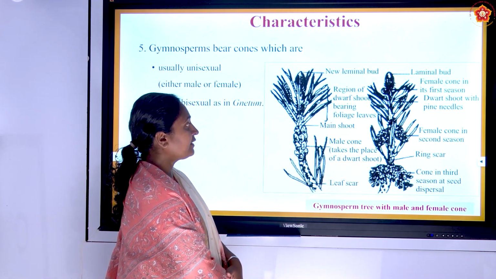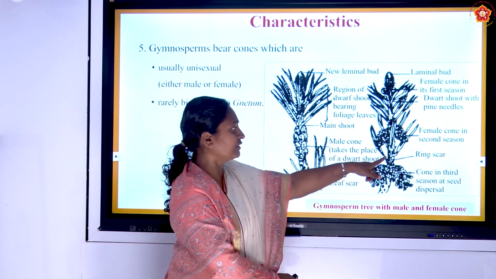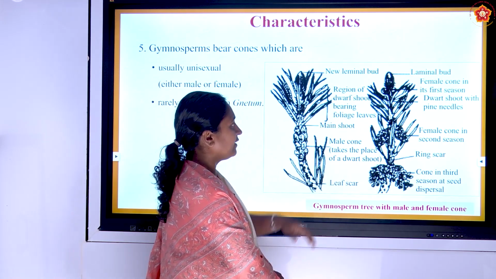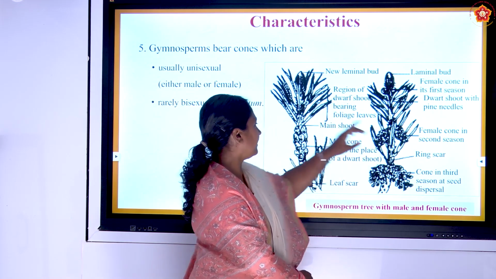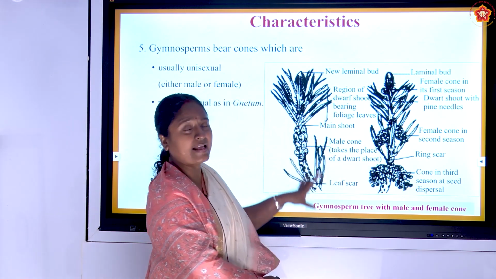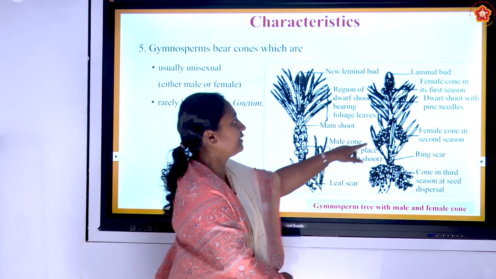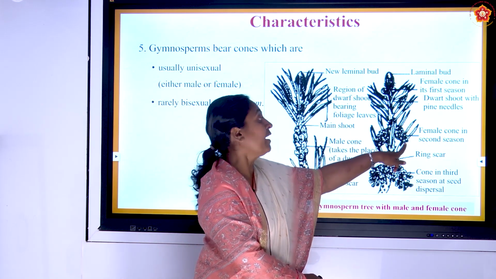When we consider the female cones, they are present in the same manner, but they will be projecting outside. Here you can see the cone is present as a part of the stem, right? But here it is coming outside the plant.